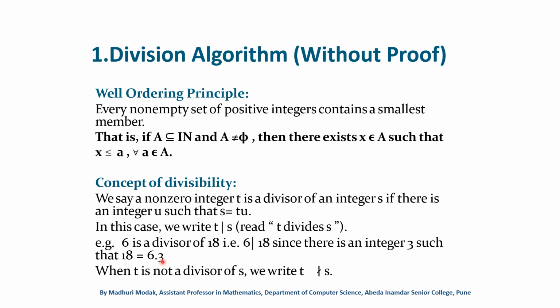But sometimes some integer t is not a divisor of s. It means we are not getting any integer u such that s is equal to tu. Then what is the notation to write t is not a divisor of s? By using this symbol, we write t does not divide s. For example, if I consider t equal to 5 and s equal to 13, then in that case, I am not getting an integer u such that 13 is equal to 5 into u.